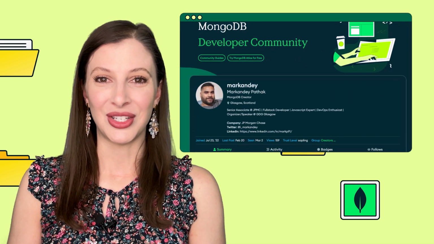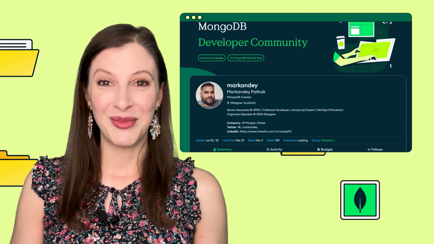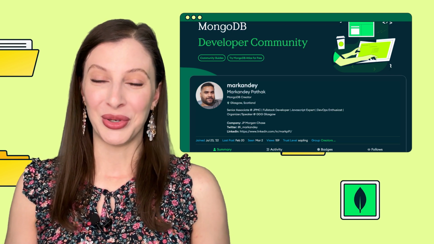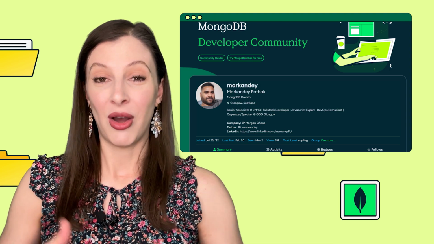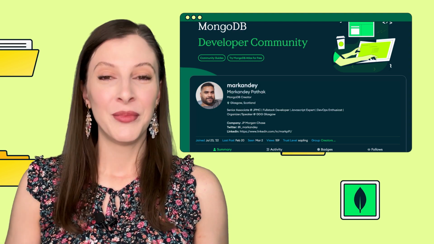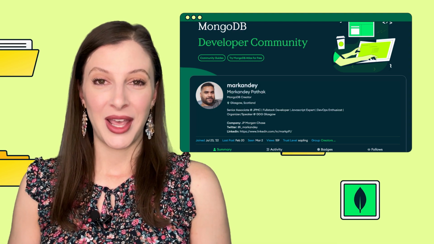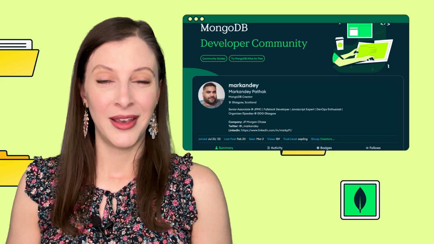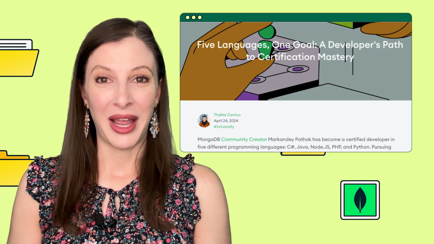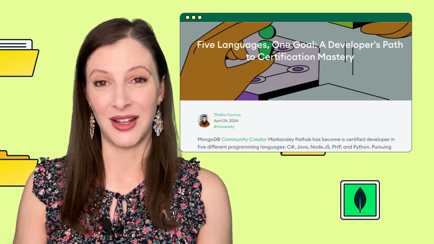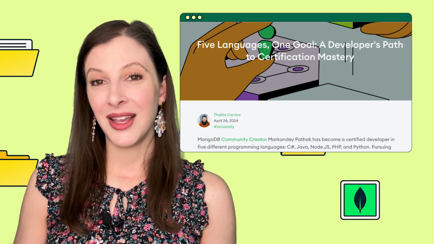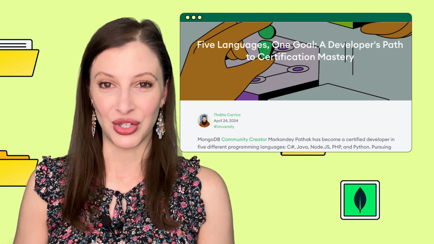Next, let's talk about what our community has been up to. We want to celebrate community creator Mark Handy's achievement. He's now 5 times MongoDB Associate Developer Certified, having successfully passed the certification exams in all of the programming languages we offer: C#, Java, Node.js, PHP, and Python. Dive into our blog post to discover how Mark Handy conquered this self-imposed challenge and how he's sharing his knowledge gained with the community, and get inspired to start your own certification journey.